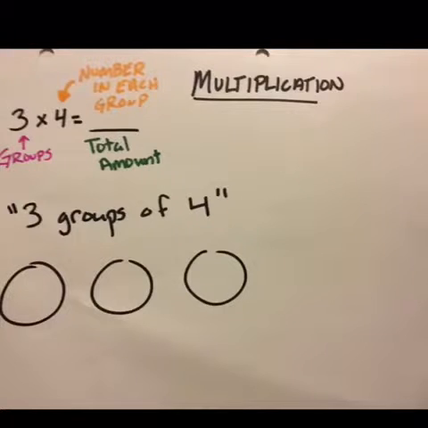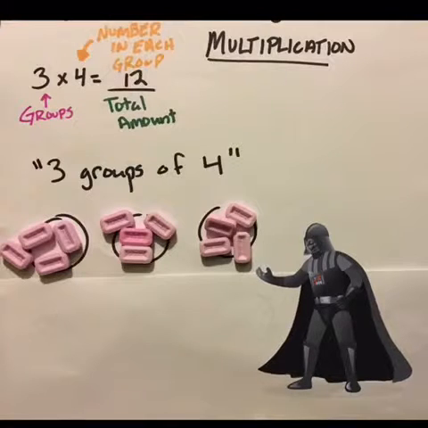This is how I would read it with my kids. If the problem is 3 times 4, I would say, oh, so I have 3 groups of 4, or I have 3 groups and I need to put 4 into each group. I thought I took a video of me doing this, but apparently I didn't. So I took some of my own children's Pez and I put 4 in each group of 3. Then I would go and I would count how many Pez there are.